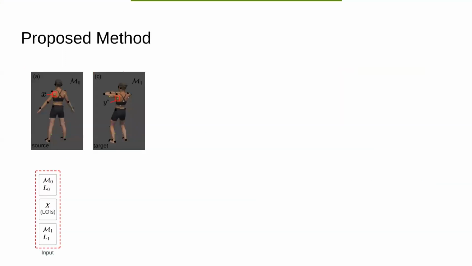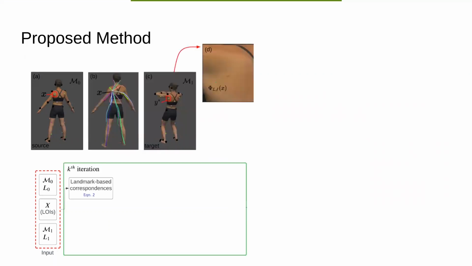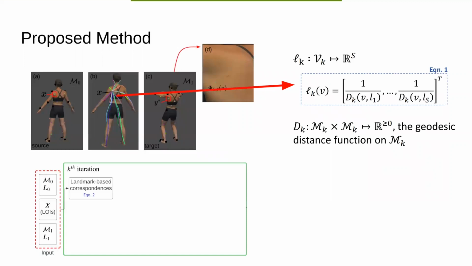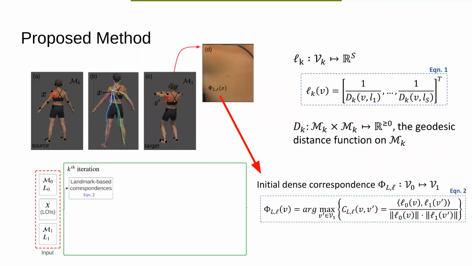The input to our method are source and target mesh, their corresponding landmarks, and lesion of interest in the source. We would like to find their correspondence in the target. First, we define geometric feature descriptors for each vertex based on the geodesic distance from the vertex to the landmarks. We then create an initial dense correspondence based on the similarity of the geometric descriptors measured by normalized cross-correlation.